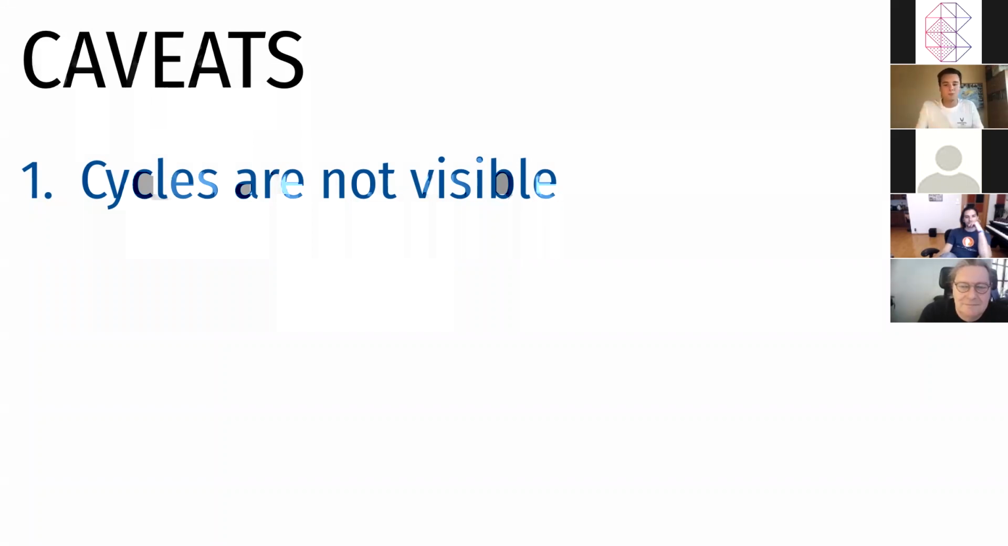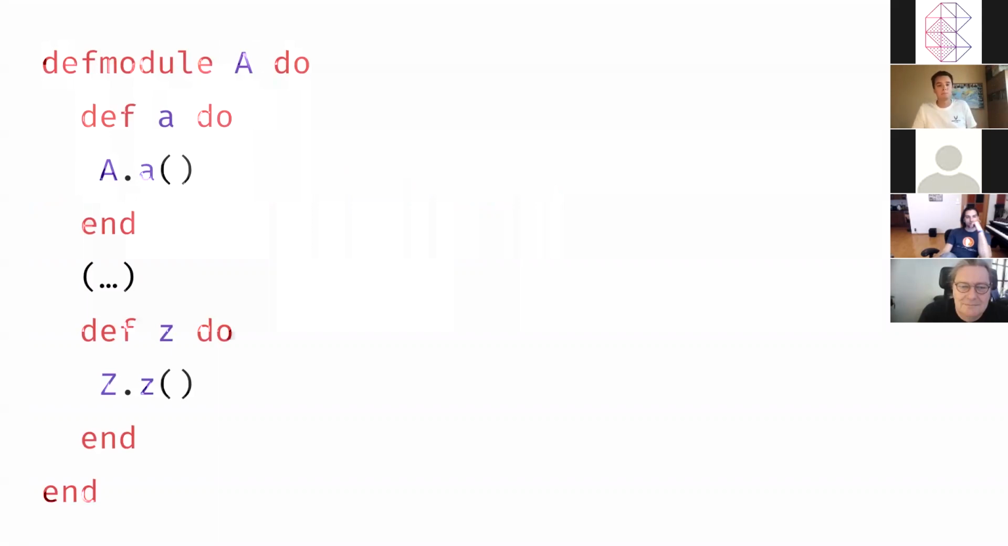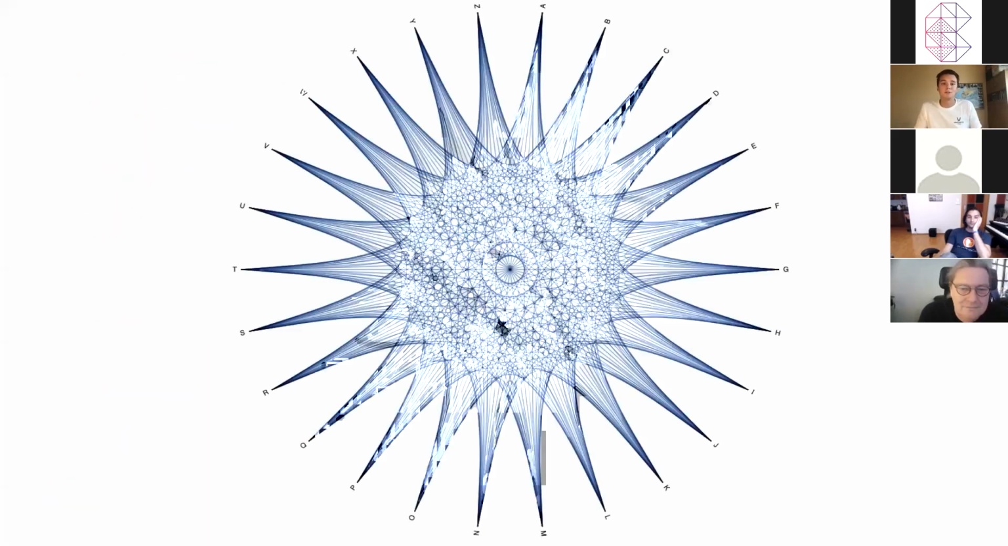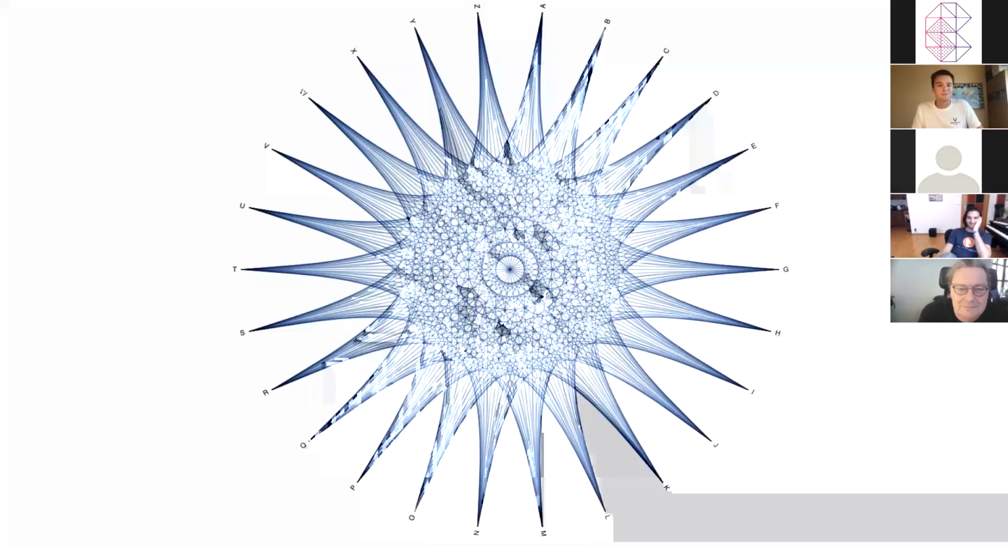So let's do one more thing with those A to Z modules. Let's just say now that every module is calling every other module. So module A is calling modules A to Z, module B is calling modules A to Z, C is calling modules A to Z, and so on. And what do we get when we generate a graph from this? We get this, which you must admit looks pretty cool, but from the complexity perspective is actually the worst case scenario.